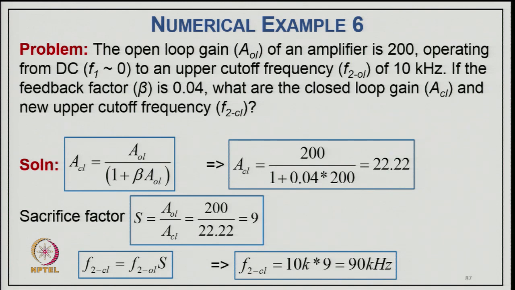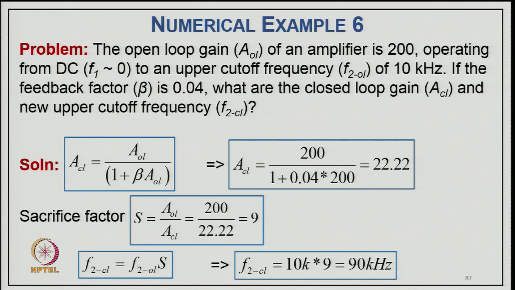Now, coming to numerical example 6. The problem is: the open loop gain of an amplifier is 200, operating from DC, f1 equal to 0, to an upper cut off frequency f2 of 10 kilohertz. If the feedback factor is 0.04, what are the closed loop gain A_C1 and the new upper cut off frequency f2C? So, here A_C1 is equal to A_O upon 1 plus beta A, putting the value here we get A_C1 equal to 22.22.